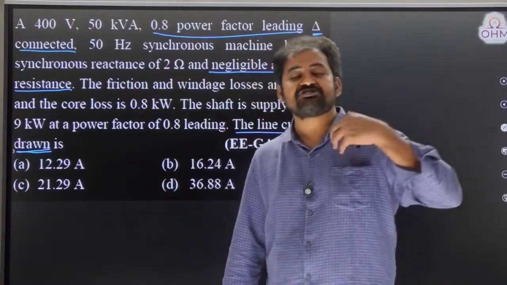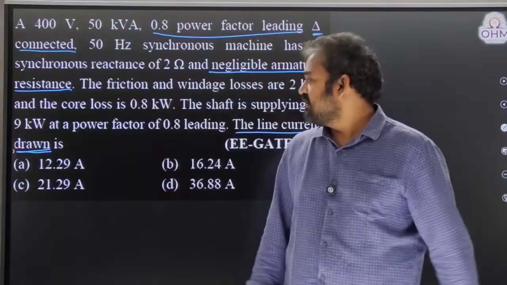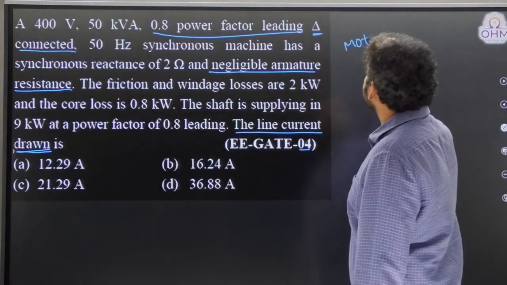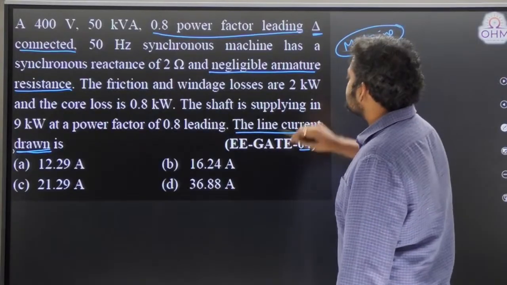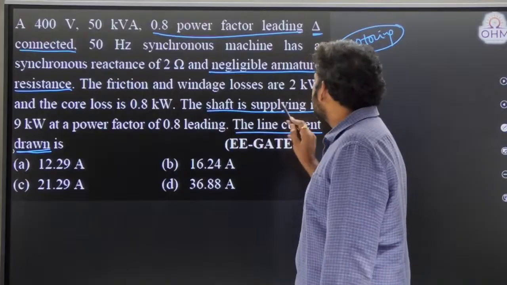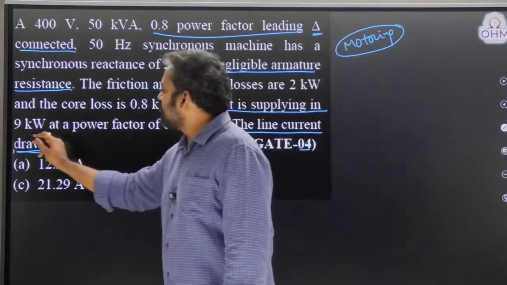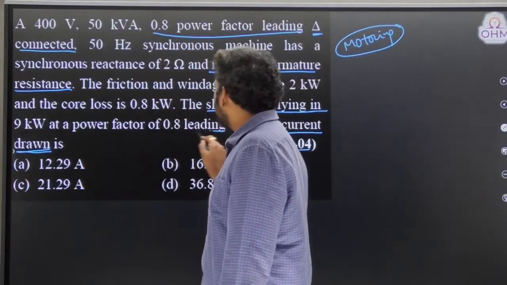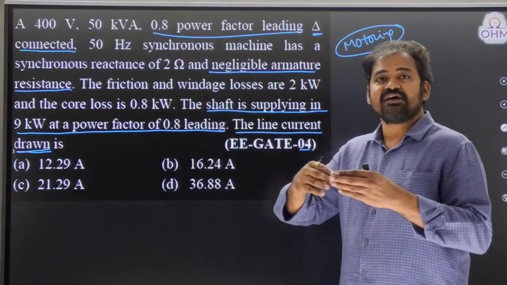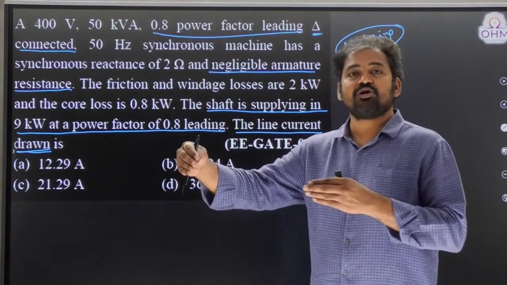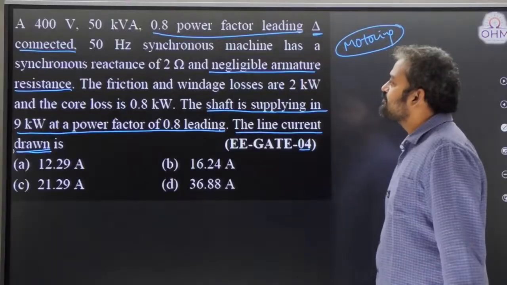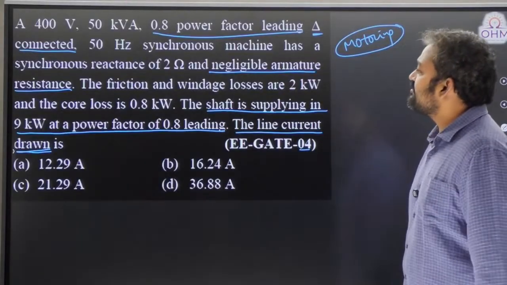If it is a generating machine, it will deliver the current, right? So they are asking the line current drawn, therefore this is a motoring machine. Also, you can understand one more word they have said: the shaft is supplying 9 kilowatt at a power factor of 0.8 leading. So that means the shaft is supplying 9 kilowatt to a load, obviously a mechanical load, right? So this is a motoring machine. So first let us note down the given information.